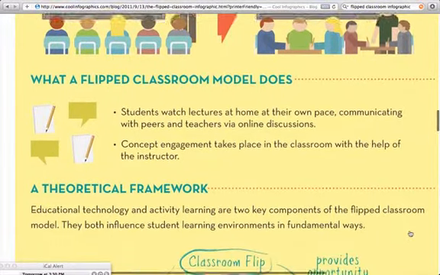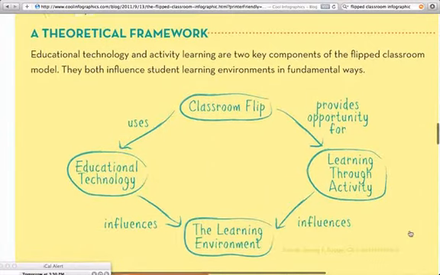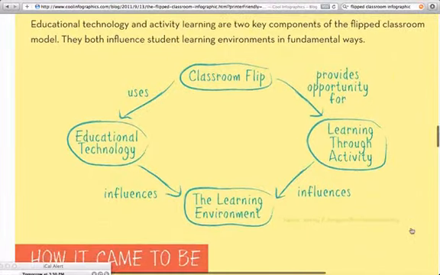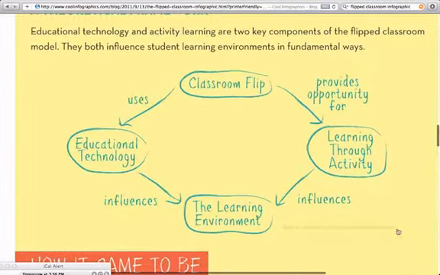Concept engagement takes place in the classroom with the help of the instructor. So looking at it theoretically, the classroom flip uses educational technology and provides opportunity for learning through activity, which also influences the learning environment. So a lot of the concepts they'll get at home, much like they would if they had done the chapter reading the night before, but we all know how often they do that. And then they come to the classroom and are able to engage in activities right away that would happen in the classroom, or that might not have happened in the classroom before.